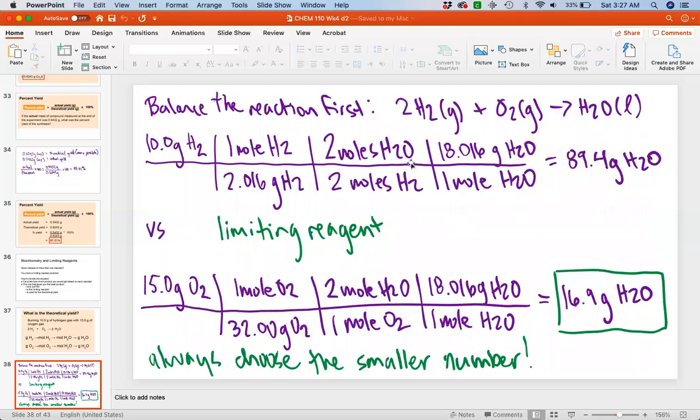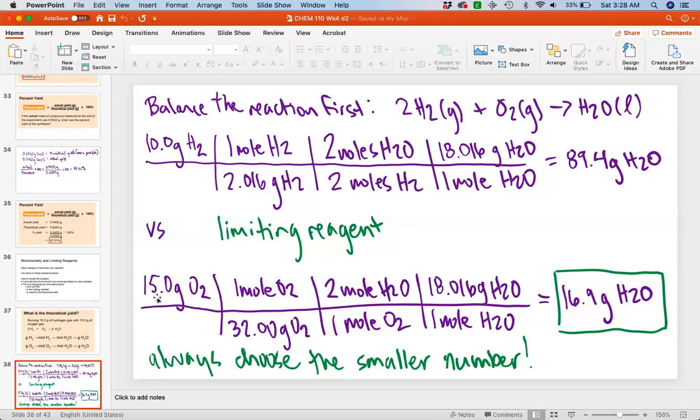So in this case, I have 2 moles of H2, and I should have a 2 here because this needs to be balanced. So I have to have a 2 in front of my water in order for this to be balanced. So this should be 2 moles of H2O because I need 4 hydrogens overall. So if I think about that, then my molar ratio is 1 mole of H2O for every 18.016 grams of H2O. So that's going to be equal to 89.4 grams of H2O.